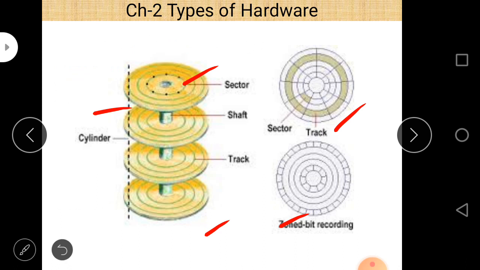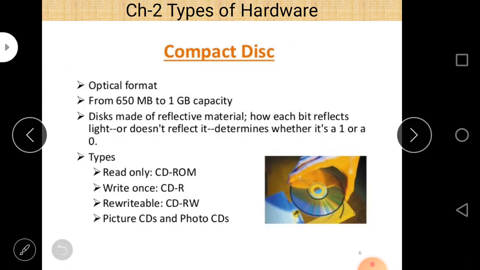Hard disk is a permanent memory, it is a non-volatile memory, and data is saved permanently on this hard disk, and it is data stored in magnetic form. So both in floppy disk and in hard disk, data is stored in magnetic form. That is a basic diagram of hard disk. Next is compact disk.